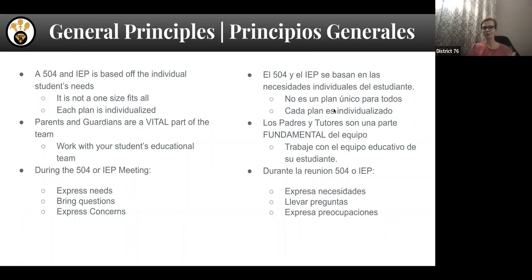Overall, when we're looking at those major differences between the IEP and the 504, we have a lot more legality components of an IEP, whereas a 504 is really a very basic plan, and that IEP is very detailed and driven based off of the educational needs that was then derived from the evaluation.